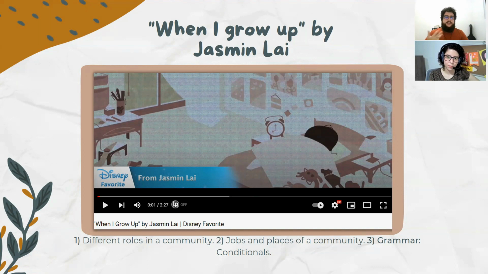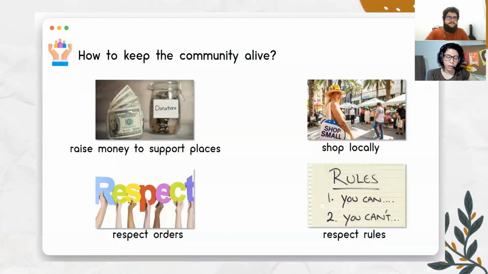And so, as we said before, the grammar is embedded throughout the texts, right, Helen? Yes, we also selected some units from textbooks to discuss and describe jobs. Yes. Okay. After that, we have the question: how to keep the community alive?